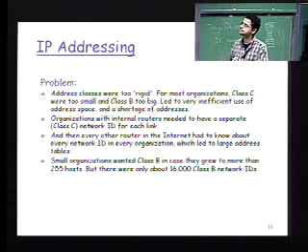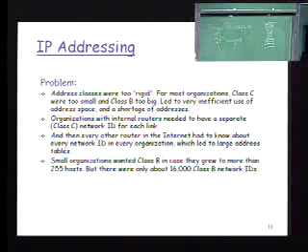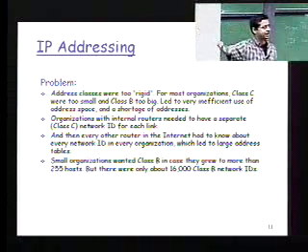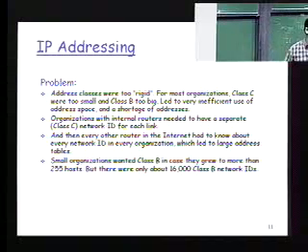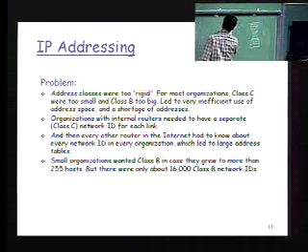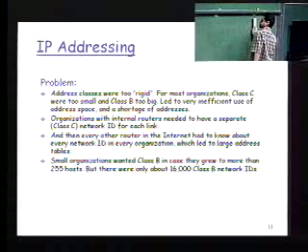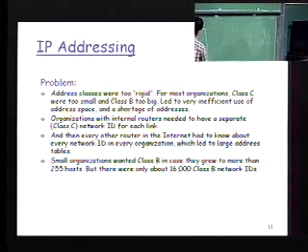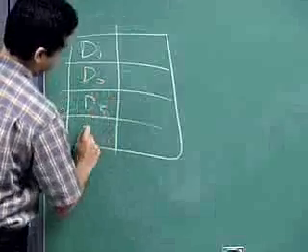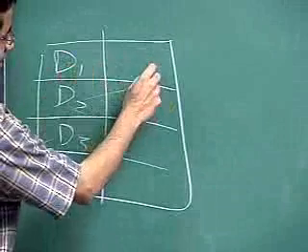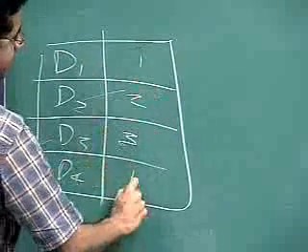The other thing is, if you're an organization with internal routers, you would need a different network ID for each of those links. Remember what I said earlier, your routing table has these destinations D1, D2, D3, D4, etc. And associated with these destinations, you would have different links at the router.